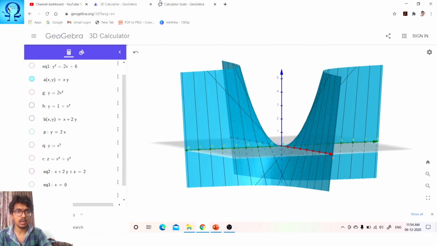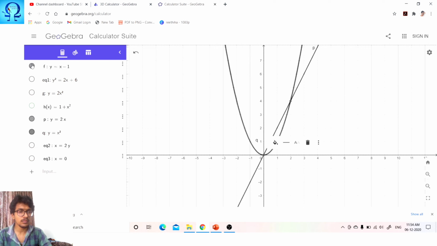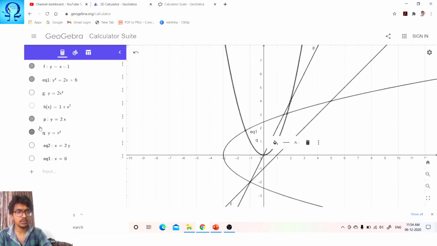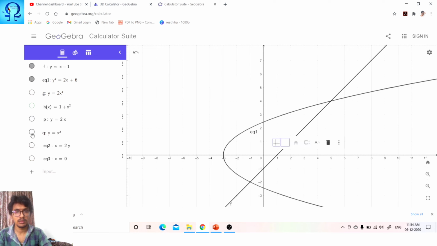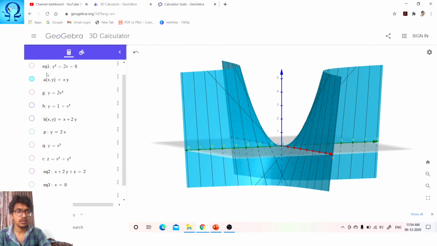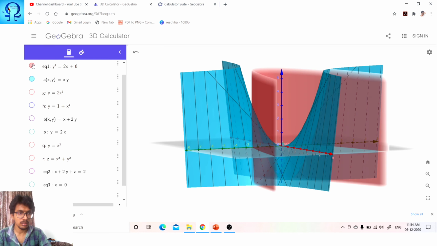Okay, and y is equal to x minus 1 and y square is equal to 2x plus 6. This is the region that we have. Here you may see the point of intersections. So exactly this region is the one that we have seen there too. So let me enable them too.